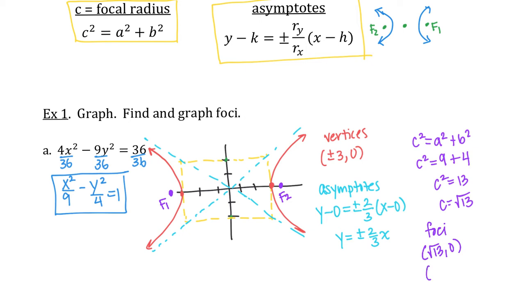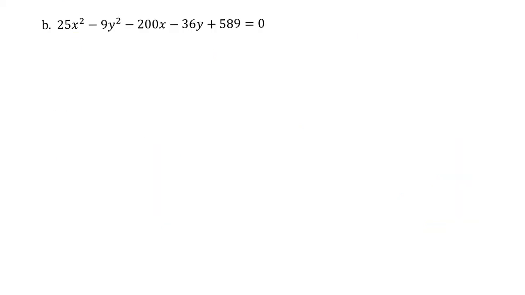And then from the center, I went left, the square root of 13. So these are the coordinates of my foci. Okay, I'm going to go ahead and do the same thing for this example, except I am going to have to complete the square.